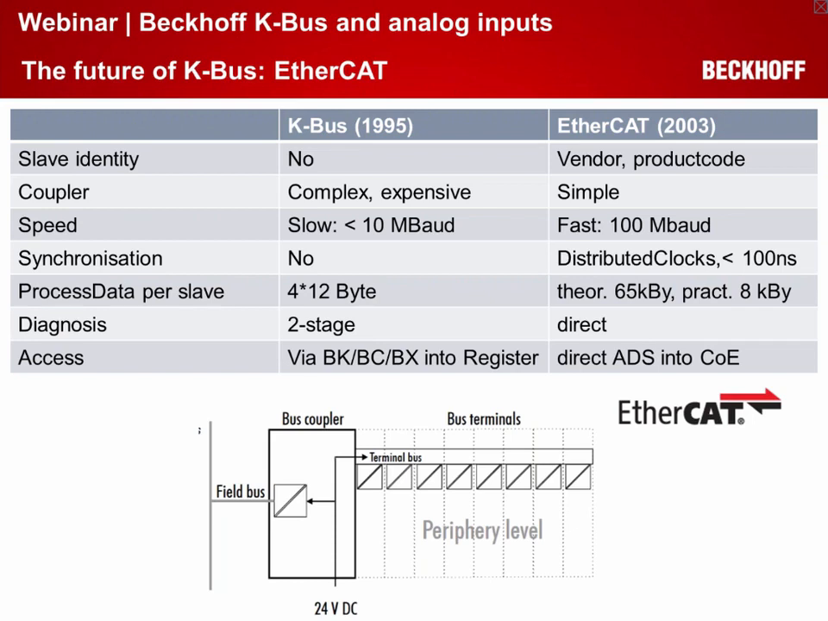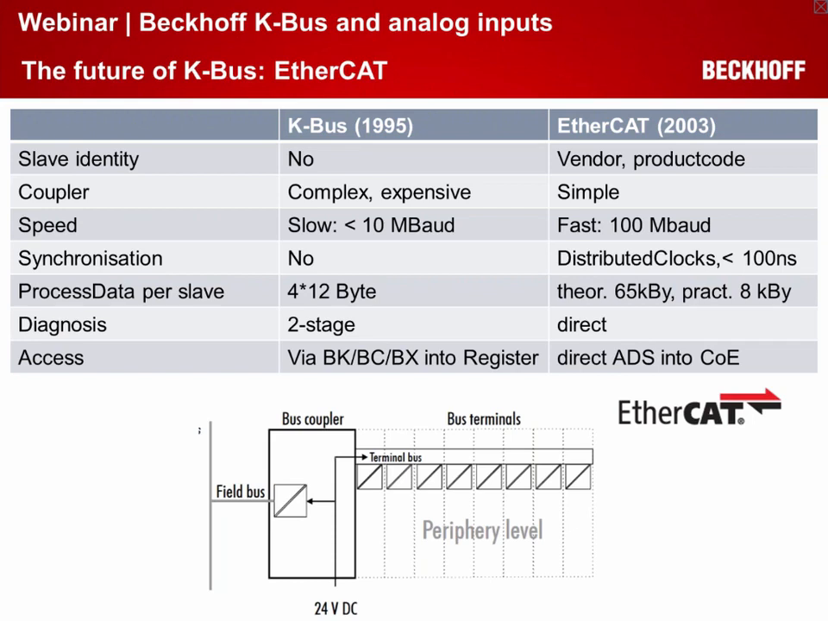There is no synchronization available in K-bus, but in EtherCAT of course there is, with distributed clocks. We have much more process data that is possible to transport per slave, up to 65 kilobytes according to the EtherCAT specification. Diagnosis is very well fulfilled in EtherCAT devices.